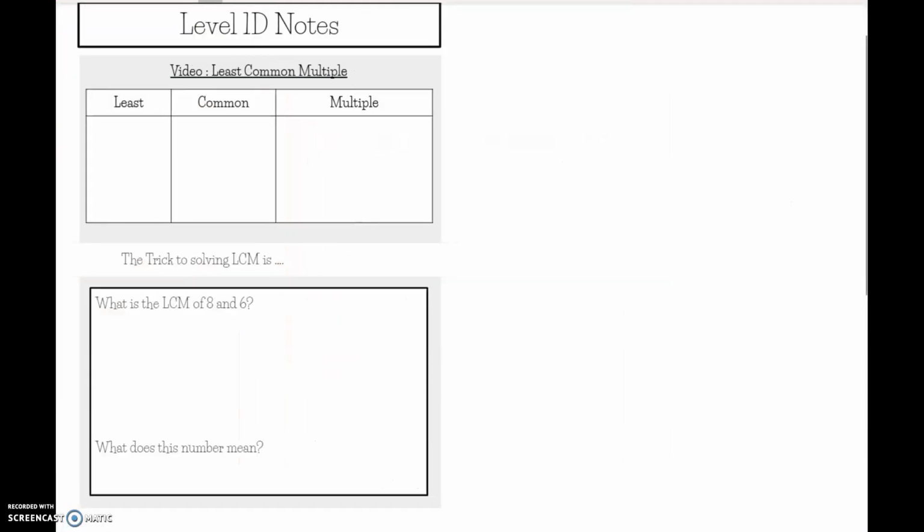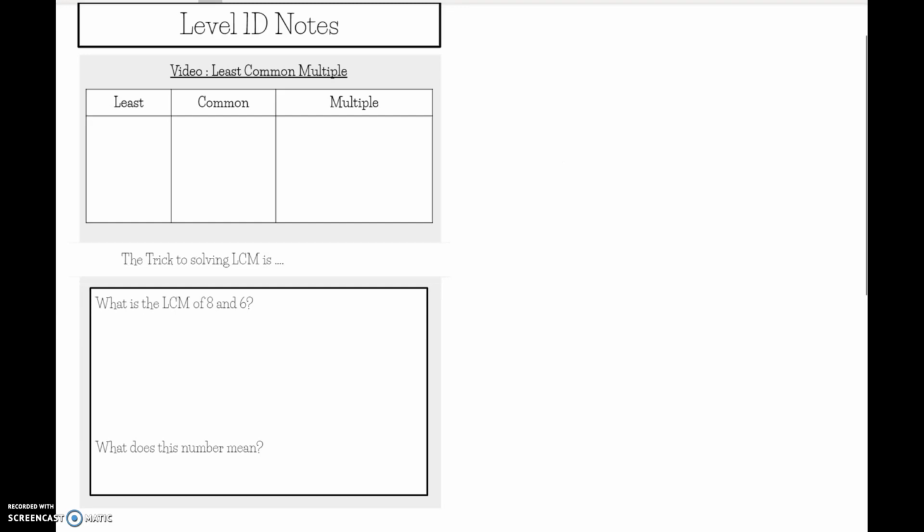All right, congratulations on making it to level 1D notes. You're almost done with level 1 and you're almost to your first formative assessment. And it's really the only formative assessment this time because the next one is going to be your summative assessment at the end of level 2. How exciting that we're moving so quickly through this.